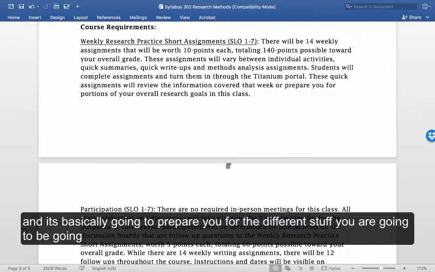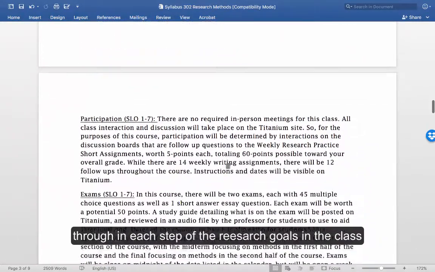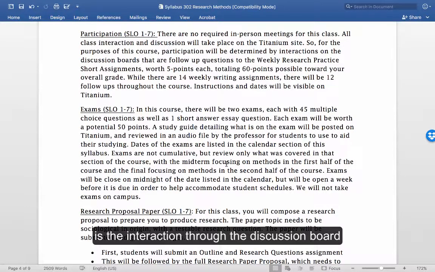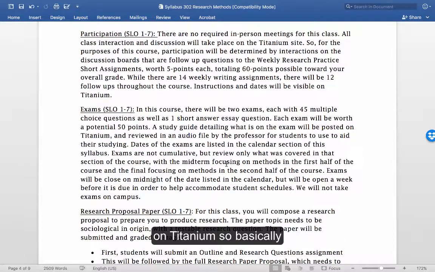And it's basically going to prepare you for the different stuff that you're going to be going through in each step of the research goals in the class. Okay. So the participation, since we don't have an in-person meeting, is the interaction through the discussion board on Titanium.